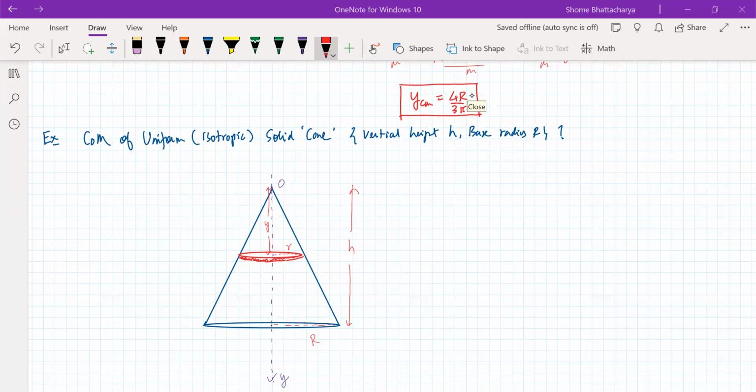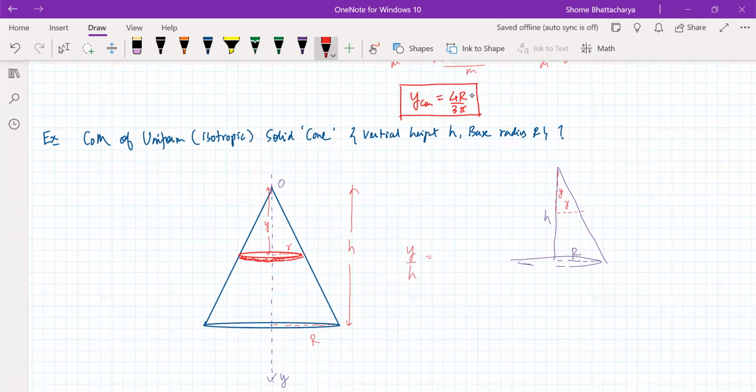Actually, I took it this way so that y is easy to relate, by using similar triangles. If you just look at this one side, it's quite easy because this triangle and this triangle are easy to relate. So that's why I have taken it like this. But there's no hard and fast rule. We can take the other way also.